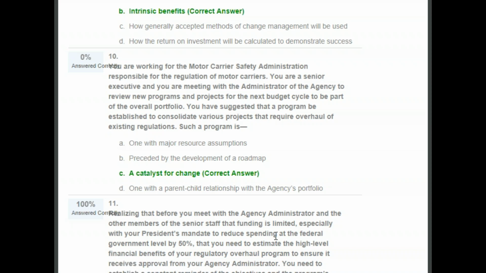Such a program is, both of you are wrong, it is C, the catalyst for change. Internal programs such as the one in this question are enterprise-wide process improvement programs and are undertaken by the organization as a catalyst for change.